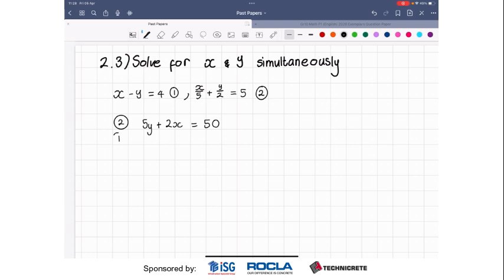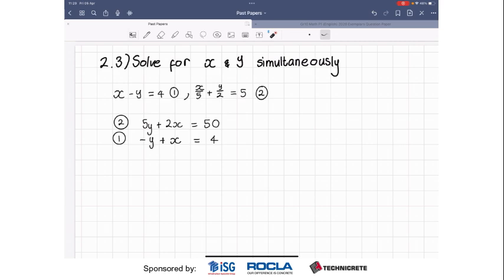And I'm just going to rewrite equation 1. In fact, I'm going to rearrange it to look similar. So this is negative y and positive x is equal to 4. Okay, and then to solve the system of equations, I'm going to want to get one of the variables in terms of the other variable. So I'm either going to have an x equals something with y in it, or I'm going to have a y equals something with x in it.